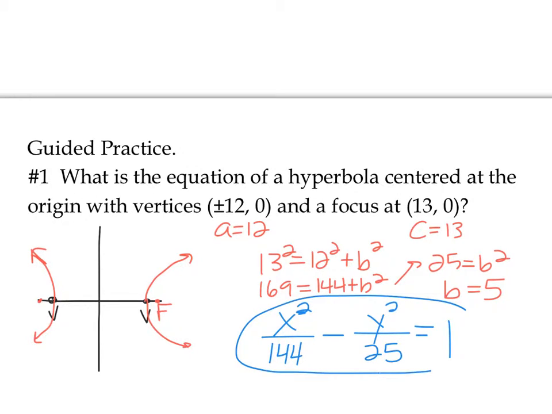So there's our equation. It opens left to right, so we have the x squared first. We use the a and the c values that we have there to help us figure out what b was, so we could use our equation, x squared over a squared minus y squared over b squared equals 1. All right, let's look at another example here, and we're going to do some graphing on this one.